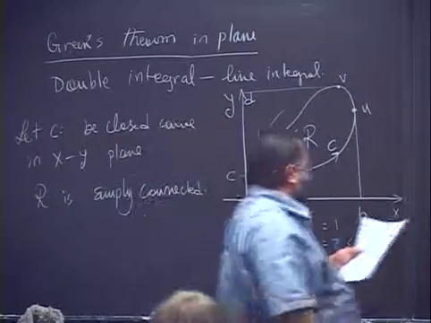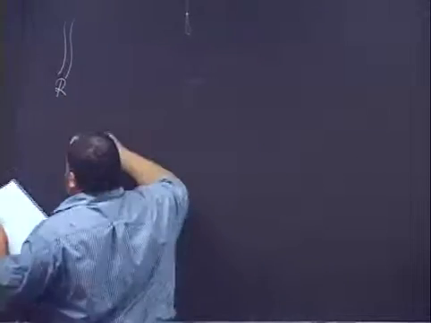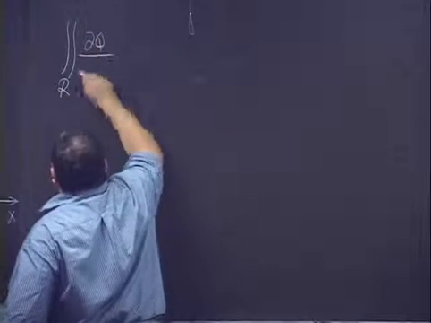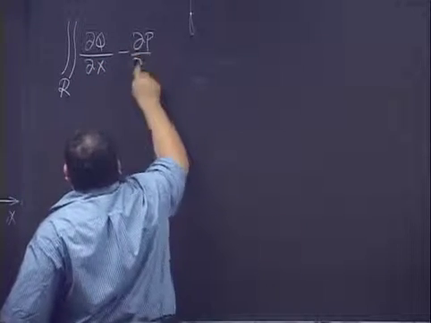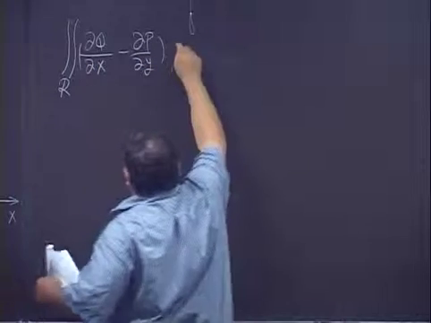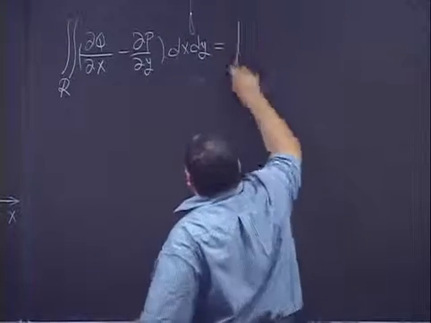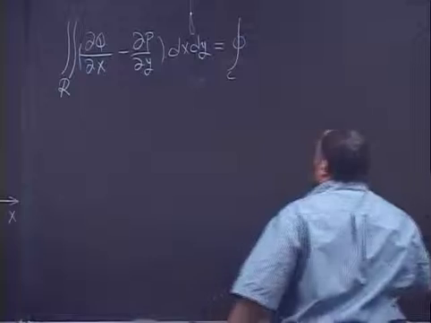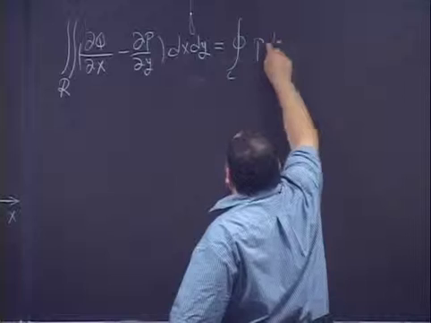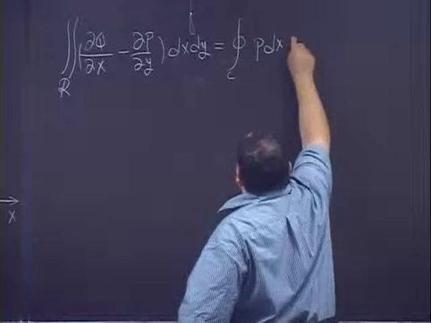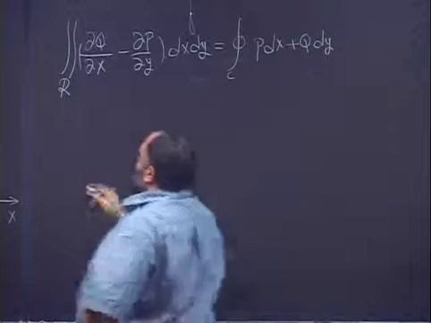So we can write Green's theorem as the double integration over R of the derivative of Q with respect to x minus the derivative of P with respect to y, integrated over the area dx dy, will just be equal to the integration over the closed contour of the function P dx plus Q dy.